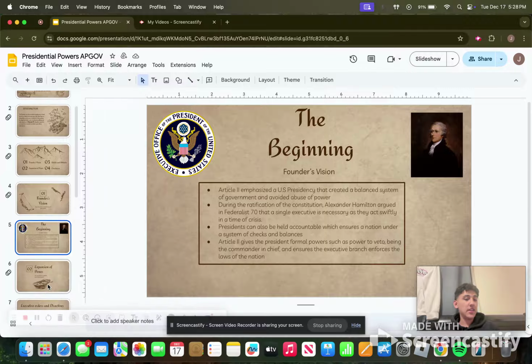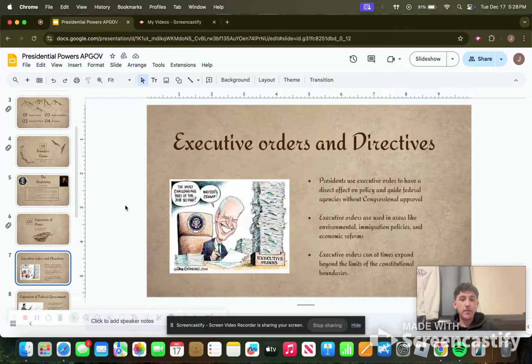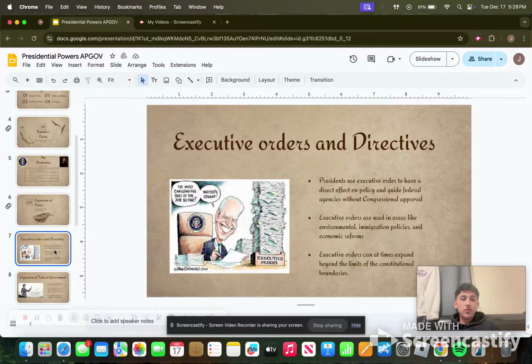Now we're going to move on to the expansion of power. Originally, one of the president's powers is executive orders and directives. Presidents use executive orders to have a direct effect on policy and guide federal agencies without congressional approval. Executive orders are used in areas like environmental, immigration policies, and economic reforms, and executive orders can at times expand beyond the limits of the constitutional boundaries.